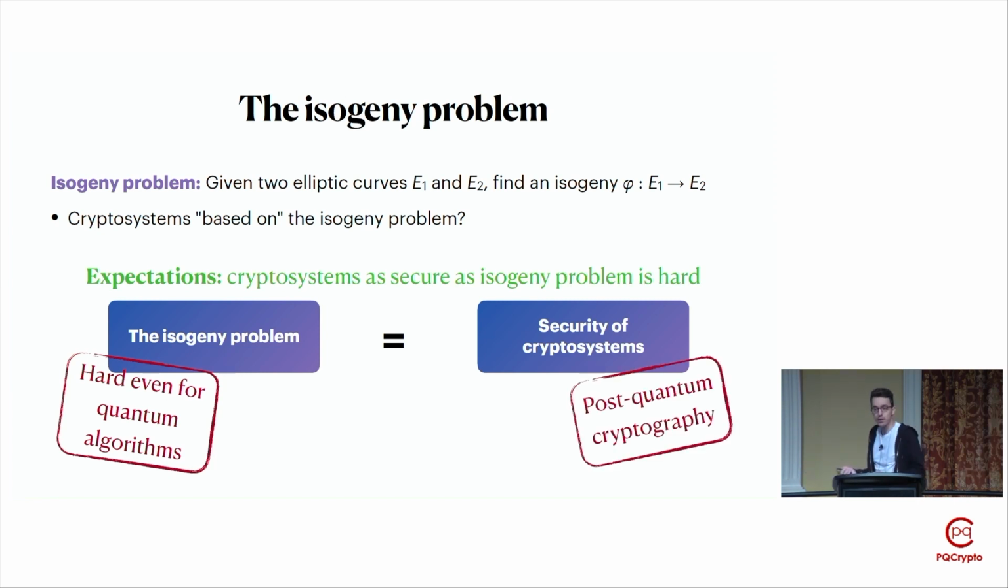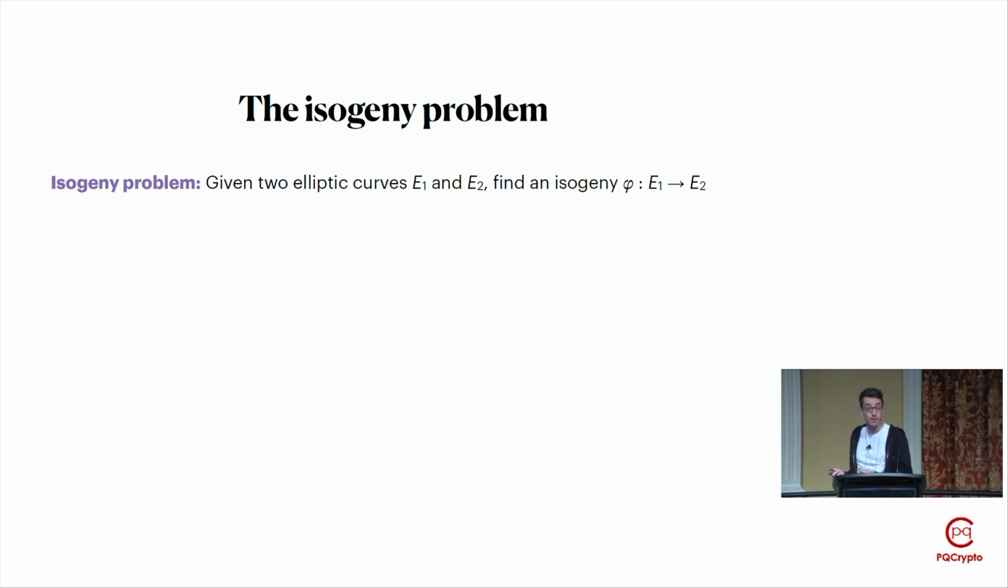So before I go a little bit deeper in this direction of building cryptosystems, I want to say a little bit more about the isogeny problem. Is it really a well-defined problem? The input of the problem are two elliptic curves. It's fairly easy to describe an elliptic curve. It's just given by a polynomial equation. Give me the parameters that describe the elliptic curve.